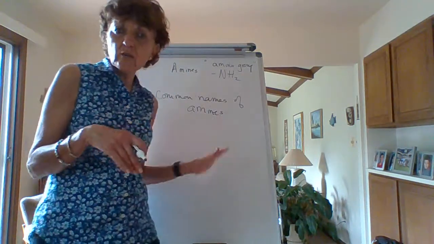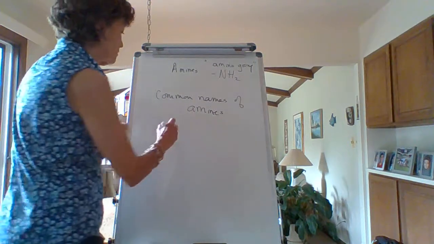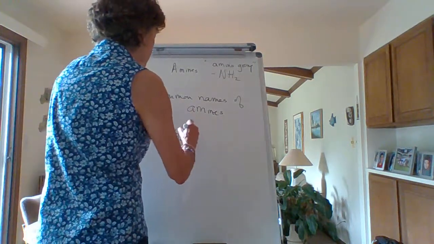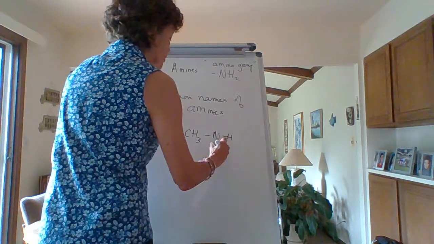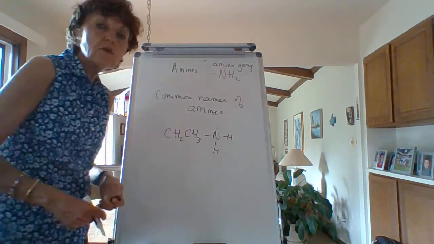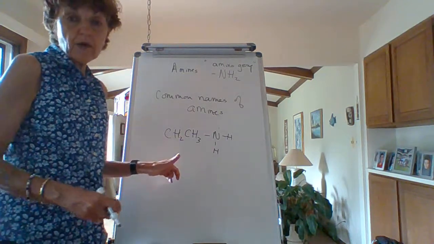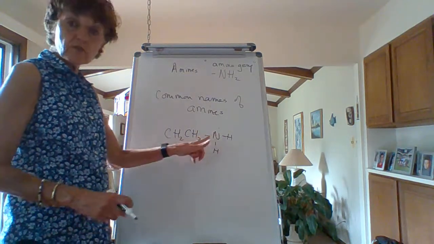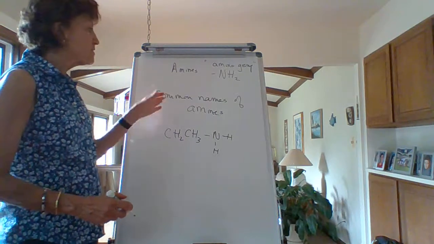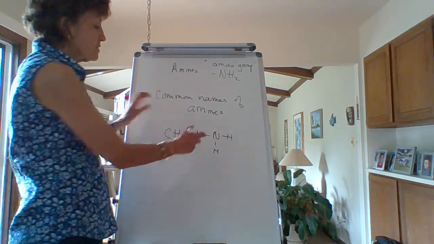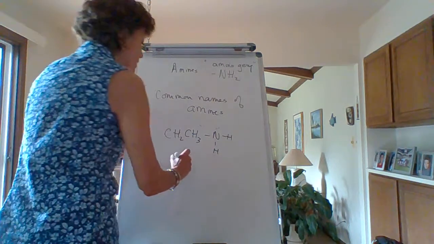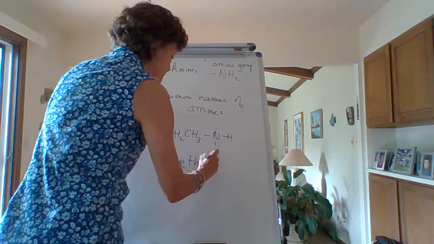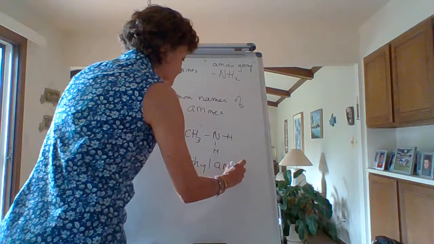I kind of wish I hadn't erased what I had earlier, because it would have been a nice example, but let me go ahead and do it over again. All right. First thing, recognize that this is a primary amine. Why? Because it has 2 hydrogens attached to the nitrogen. All right, let's do the common name. What is this alkyl group? A 2-carbon alkyl group is ethyl. So this would be ethylamine. Okay?